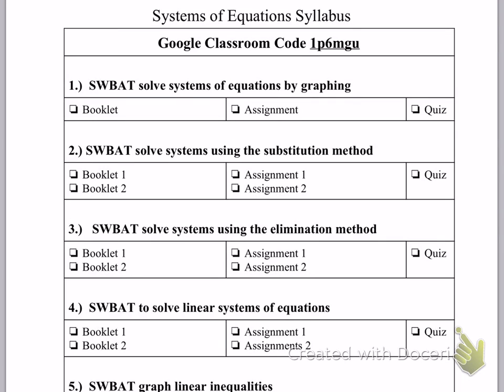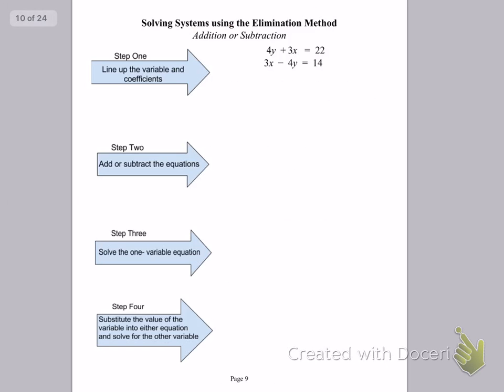Hello, hello. I am back again to talk about the systems of equations. We're going to be starting with the elimination method today. We're going to do the first video, which is about addition and subtraction. So let's go ahead and flip to page 9 and let's get started.